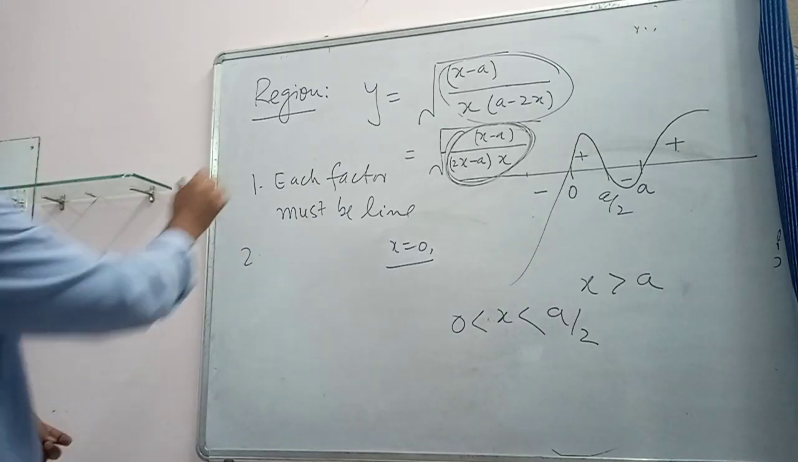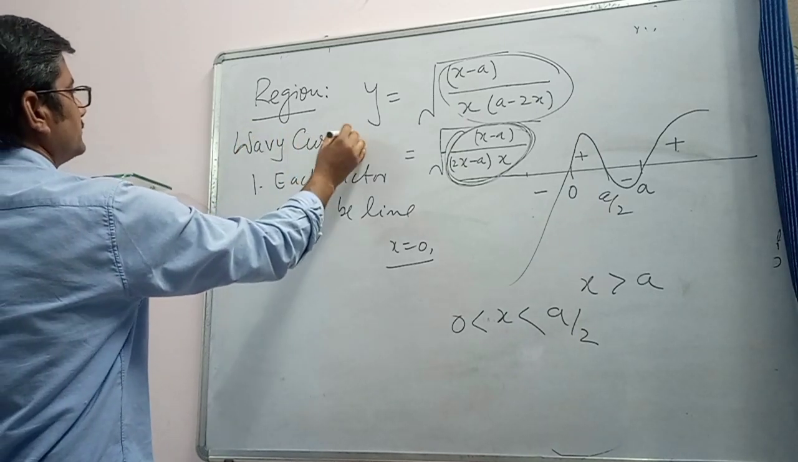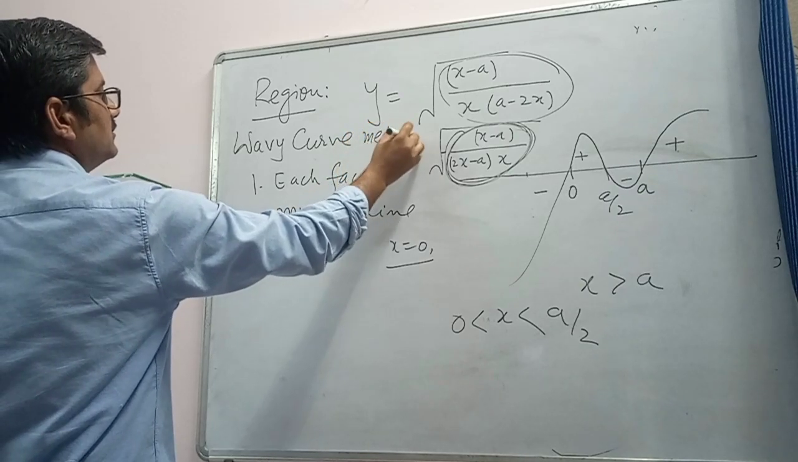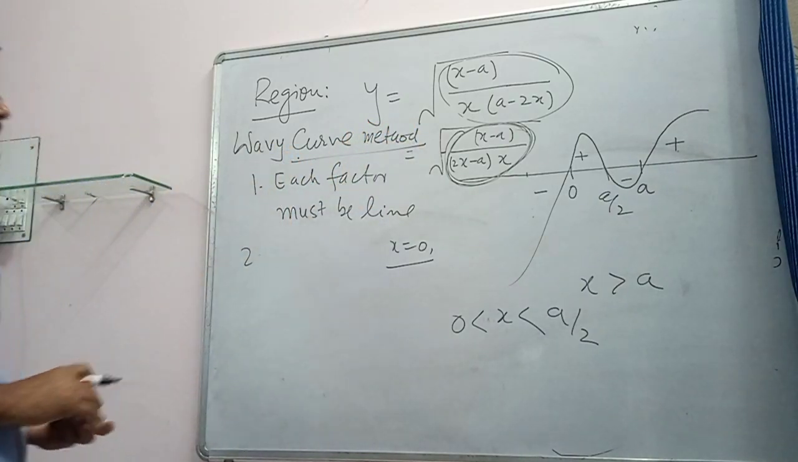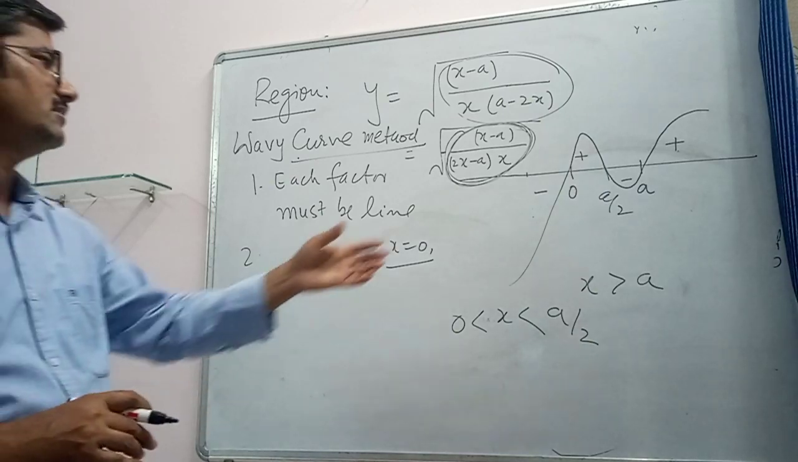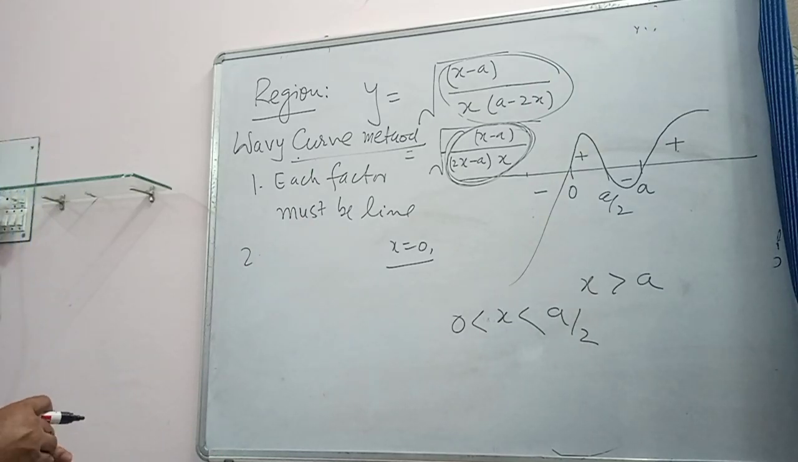the wavy curve method. It is a very powerful method to test the sign of the rational expression, or any expression which can be split into linear factors, for which the coefficients of the variables must be positive. Okay.